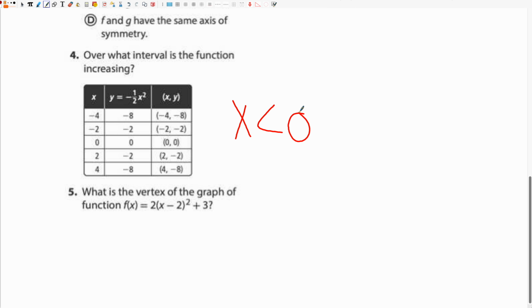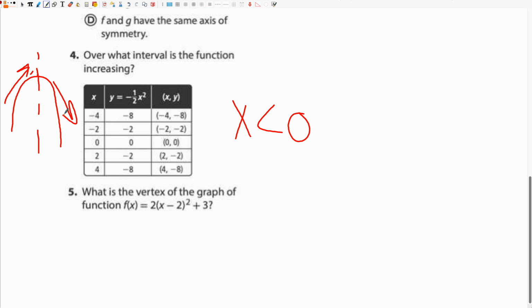Look at the table of data. When we're less than 0, as x goes up, y is also going up. Once we get to the vertex here at 0, 0, that's the vertex, as x goes up, y is going down. So this is a downward facing parabola. That's the y-axis. So for everything less than 0, it's increasing. And then once we get here, everything is decreasing. It's going down. Okay?